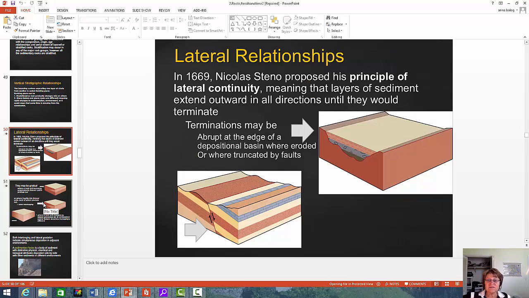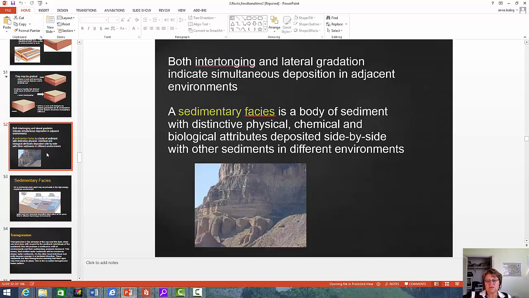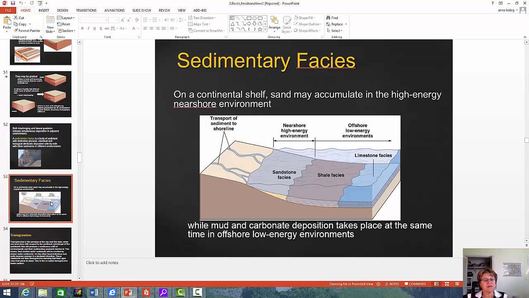The facies, it's very important that you understand the lateral relationship. What is intertonguing, what is a sedimentary facies, these are important, and how the different facies come after each other, like this one right here. See, going from the beach environment, shallow, intermediate, and deep water.